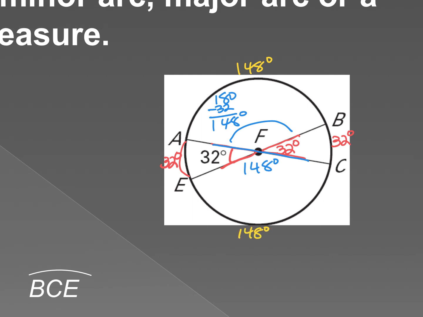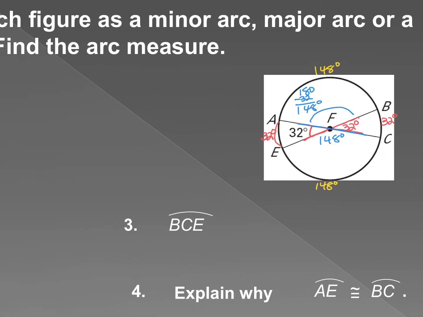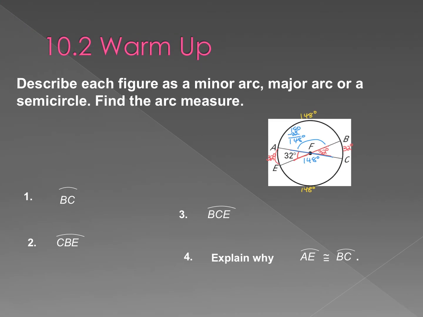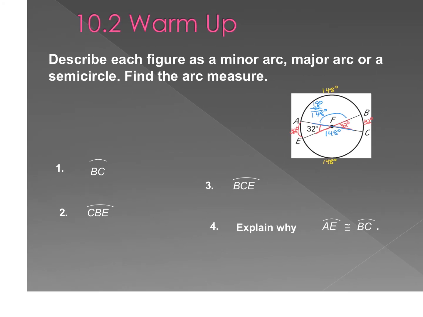Now, technically, I don't need to find this. I could have found the missing pieces that they're going to ask me to find without doing that, but sometimes it helps. So let me go back now and let's answer the questions. The first one wants me to find BC. Well, I already labeled that at the beginning. It's right here because it was vertical to the given, and then its arc measure is the same. So this was 32 degrees, and it's less than half of the circle, so it's a minor arc.